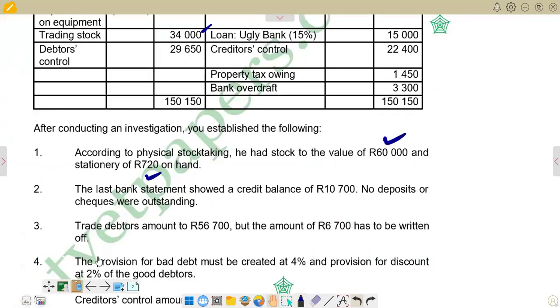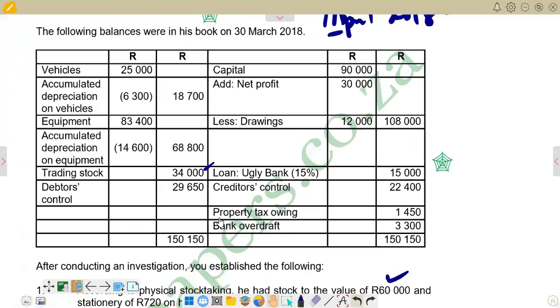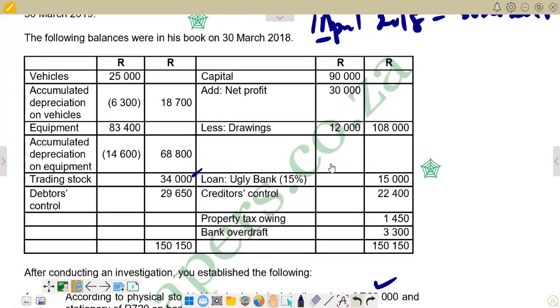Remember, the figures at the beginning are given there at the start of the question. Here you see that we are given capital, it's 90,000. So it means 90,000 is going to be our opening. Let's try to see in terms of our opening.